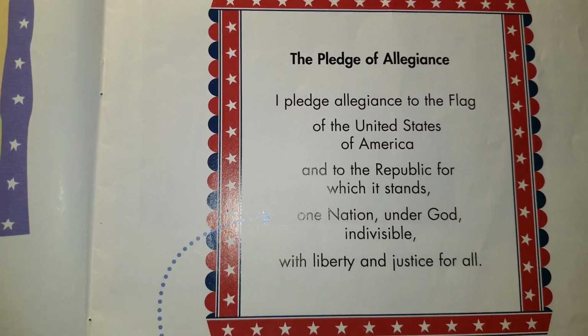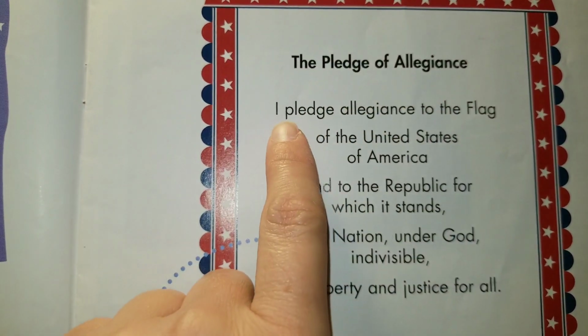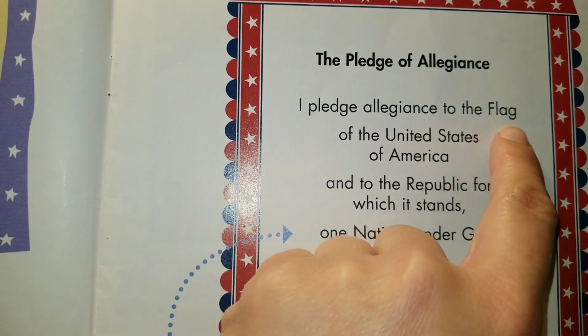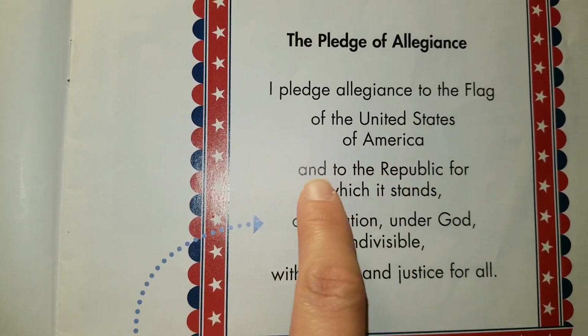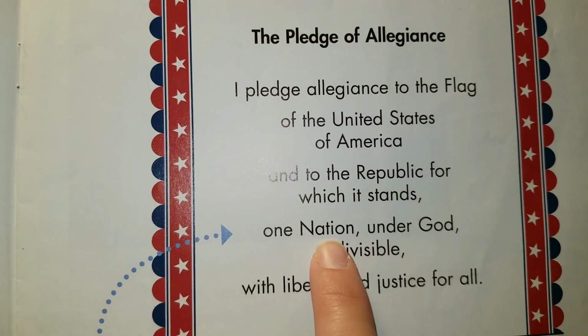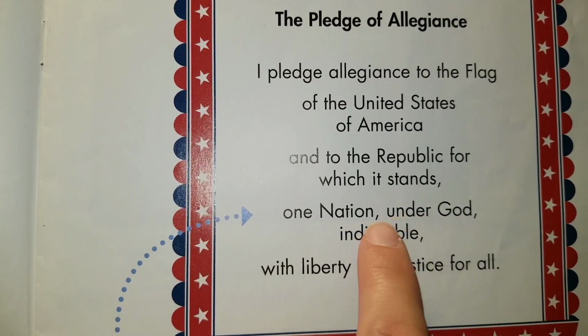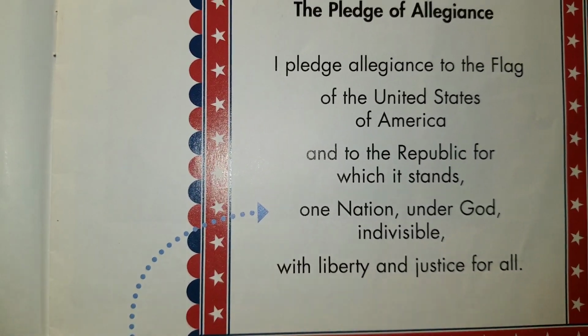And here's the Pledge of Allegiance. We're going to read it together. Here we go. The Pledge of Allegiance. I pledge allegiance to the flag of the United States of America, and to the republic for which it stands, one nation, under God, indivisible, with liberty and justice for all.